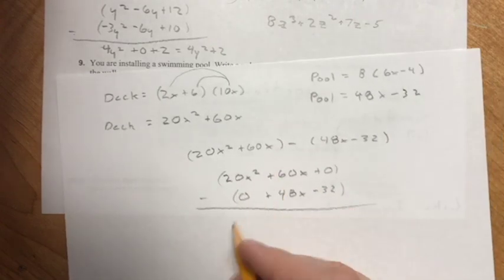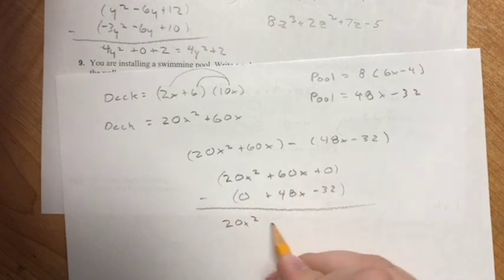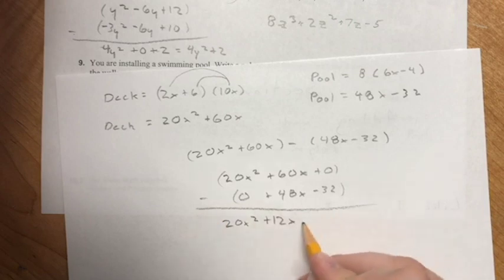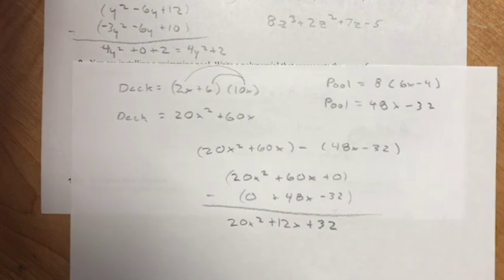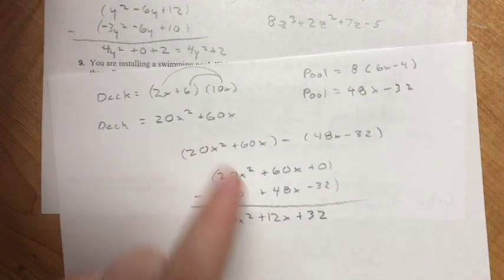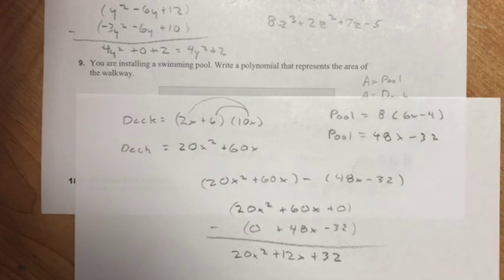20 minus 0 gives me 20x squared. 60 minus 48 gives me plus 12x. 0 minus a negative 32 gives me a positive 32. And I am done. So this required a couple different things. It required you to know how to find area. It required you to understand how to do multiple shapes. It required to know a little bit of distributive property. And of course, some new adding and subtracting of polynomials.